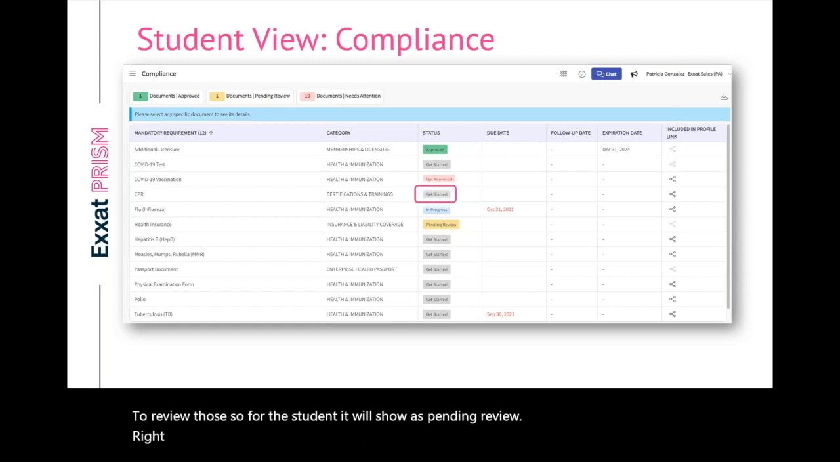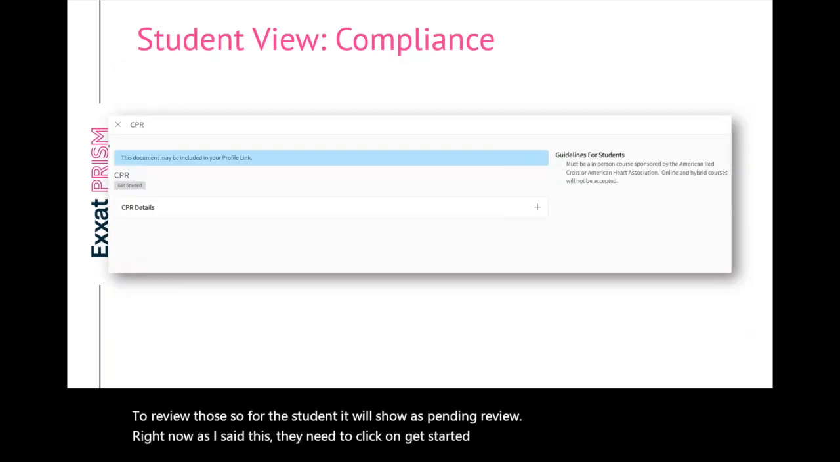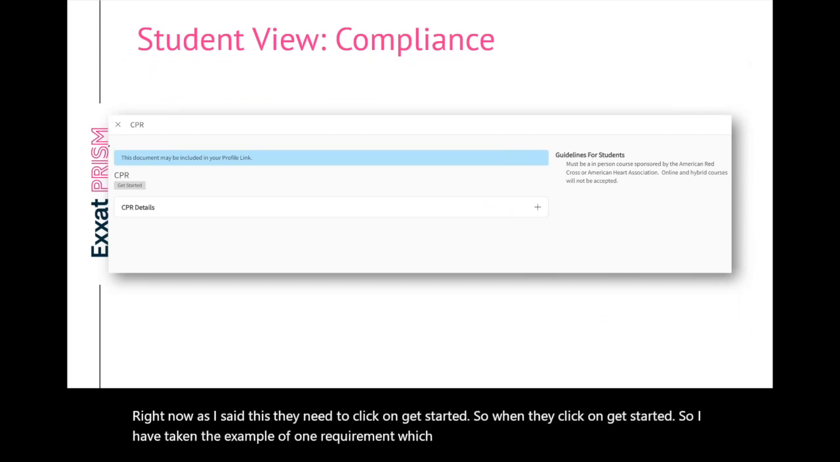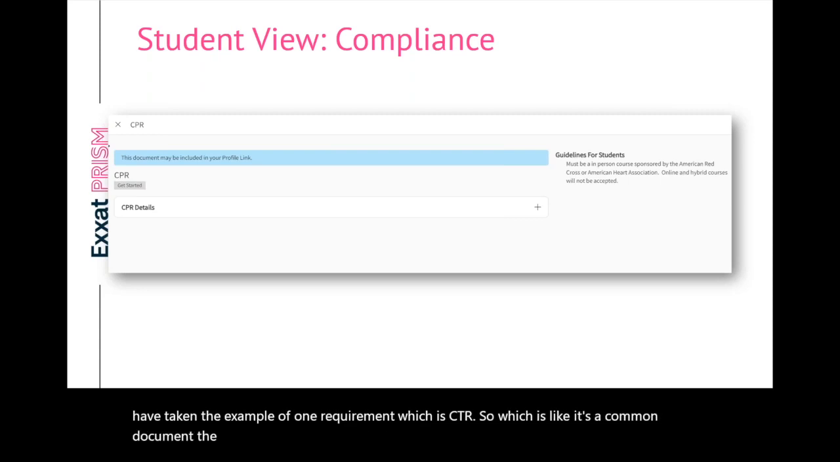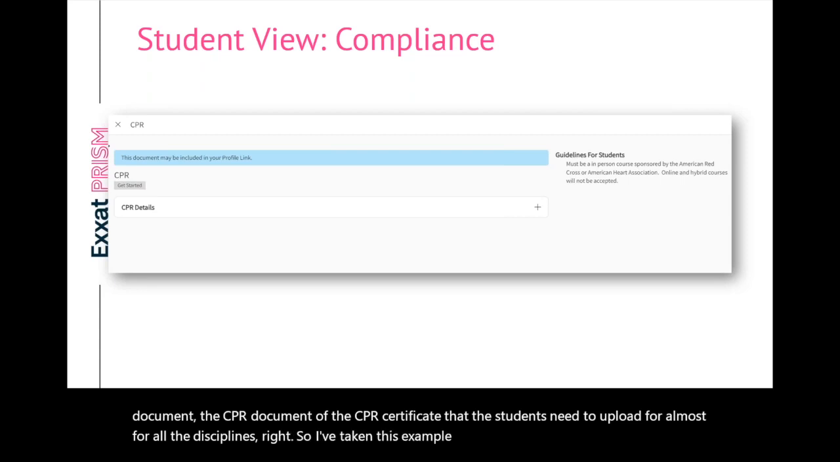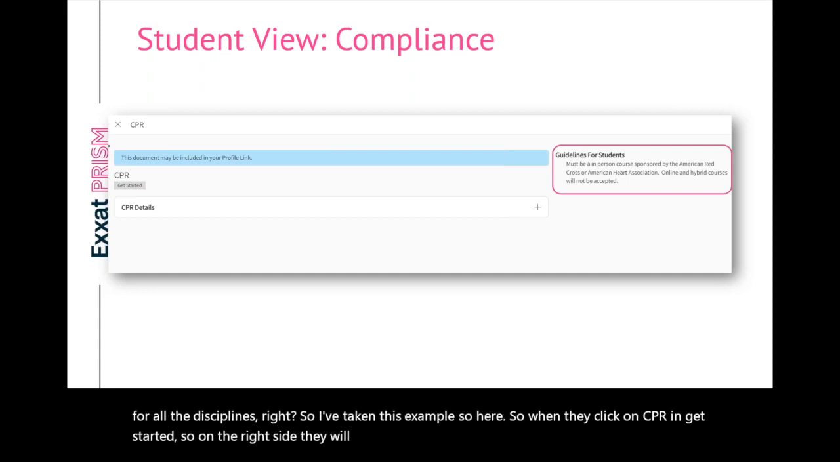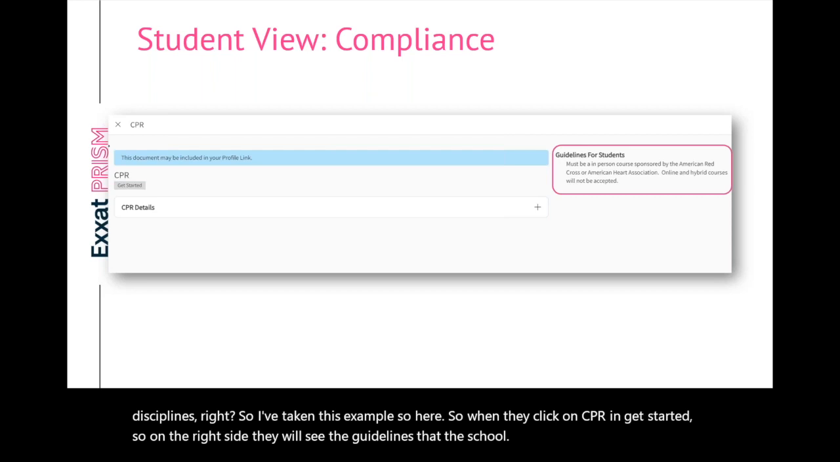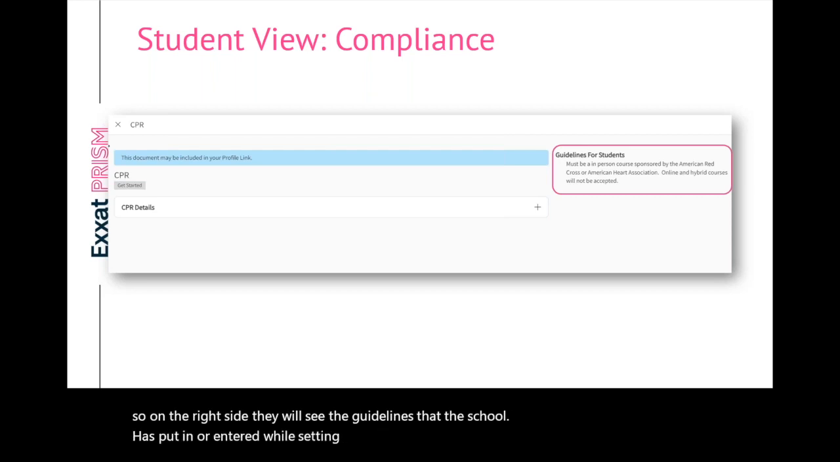Now, as I said, they need to click on get started. I have taken the example of one requirement, which is CPR. It's a common document, the CPR certificate, that the students need to upload for almost all the disciplines. So I've taken this example. When they click on CPR and get started, on the right side they will see the guidelines that the school has put in or entered while setting up the requirements. So you can see the guidelines for students.